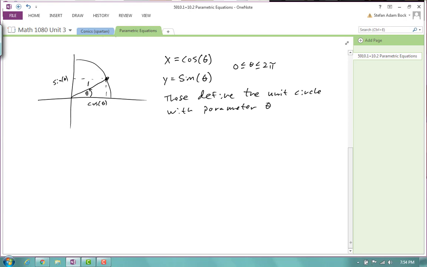Now I can eliminate this parameter with some clever thinking. I know that sine squared plus cosine squared is equal to 1. That's one of my Pythagorean trigonometry identities. But since x is equal to cosine of theta and y is equal to sine of theta, this means that y squared plus x squared is equal to 1. That's our classic equation of the circle.